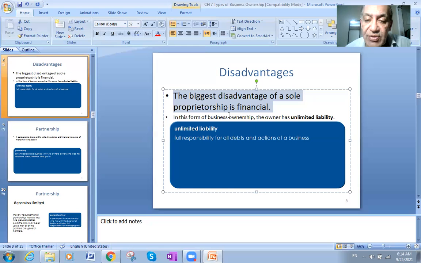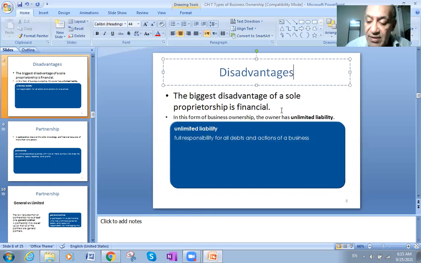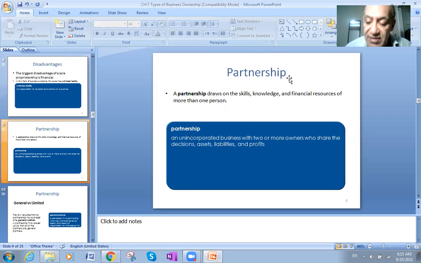In this form of business ownership, the owner has unlimited liability, like we said before. What's the meaning of unlimited liability? Like here, it is in blue: the full responsibility for all debts and actions of the business. I'm totally responsible. I'm fully responsible for every penny I lose in the business. And not only the business money, but I'm also responsible to pay from my personal money. This is the disadvantages of the first kind.